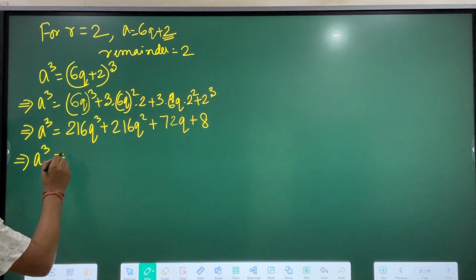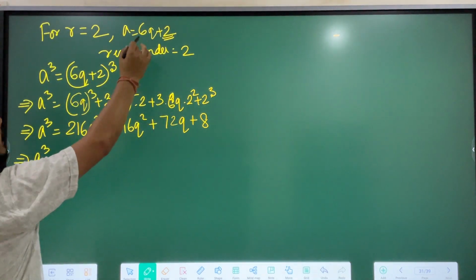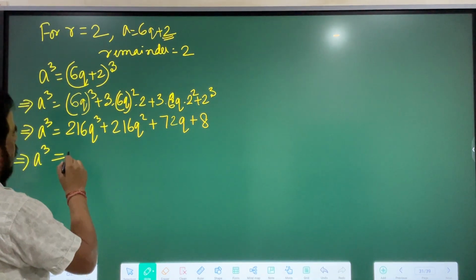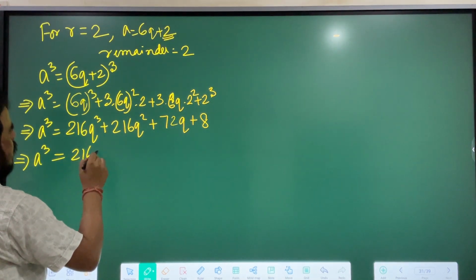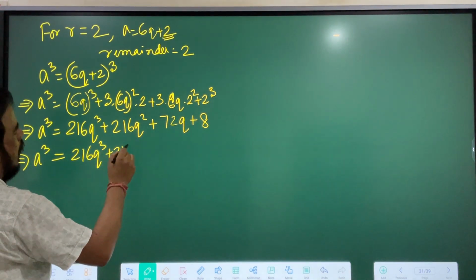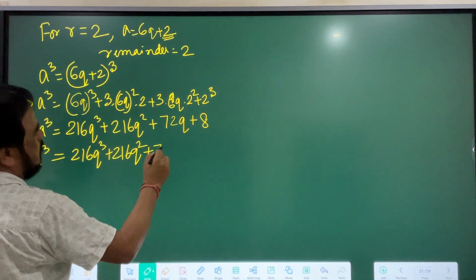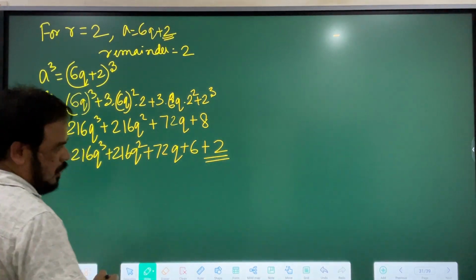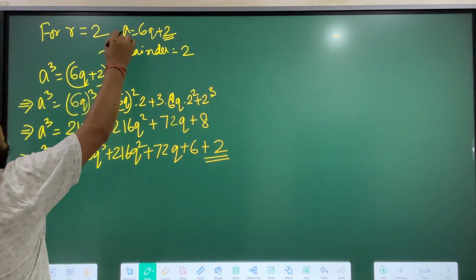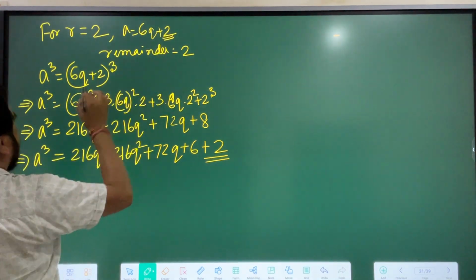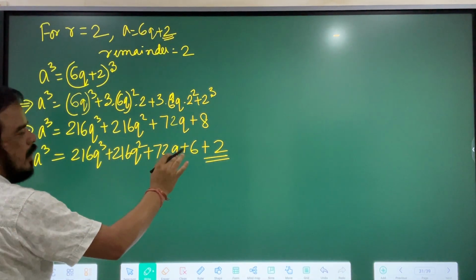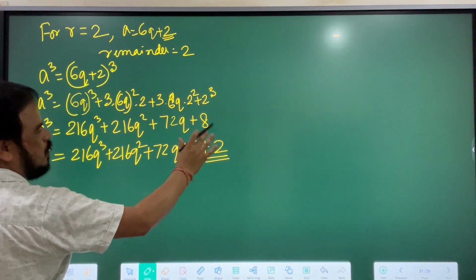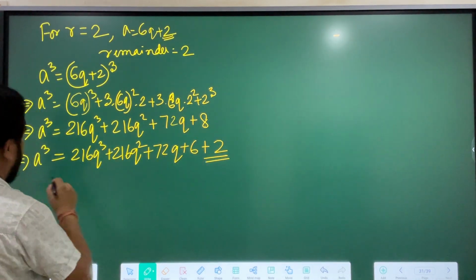a cube is equal to... what is our aim? At last, plus 2 is required. So 216q cube, 216q square, 72q plus 6 plus 2. This is the important part. Here in a remainder we have got 2. In a cube also we have to get remainder 2, because that is why we are putting plus 2 separately. a is written as 6 plus 2.